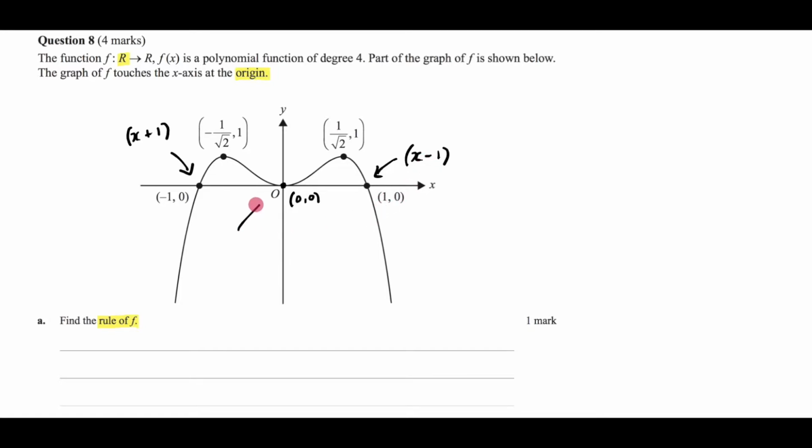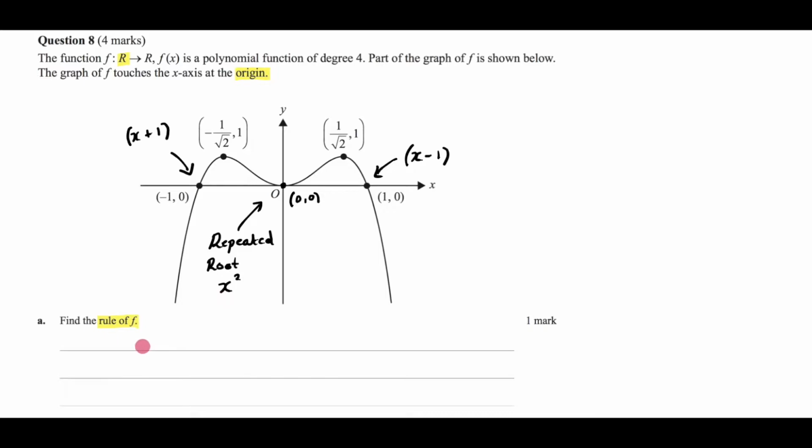The final place where it touches the x-axis is at the origin here, and what's important about this one is that it is a repeated root. So let me write that down. The way that you can identify that it's a repeated root is because it bounces there. So that means right here, I'm going to end up with x squared.